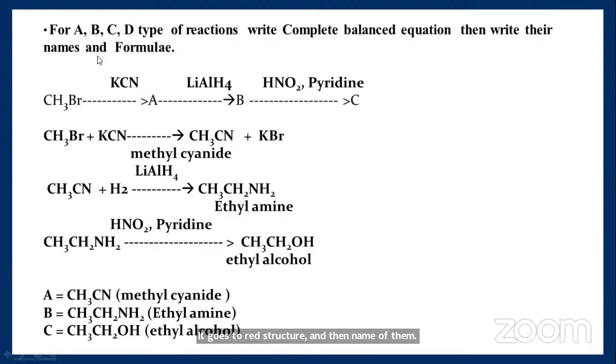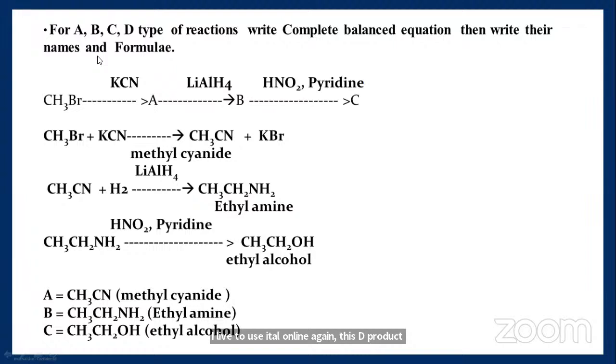When methyl bromide reacts with KCN, it gives methyl cyanide plus KBr as the byproduct. This A is methyl cyanide. It undergoes hydrogenation reaction in presence of lithium aluminum hydride. It gives ethyl amine. This ethyl amine is the B product. Again, this B product undergoes reaction with HNO2 in presence of base pyridine. It gives ethyl alcohol.